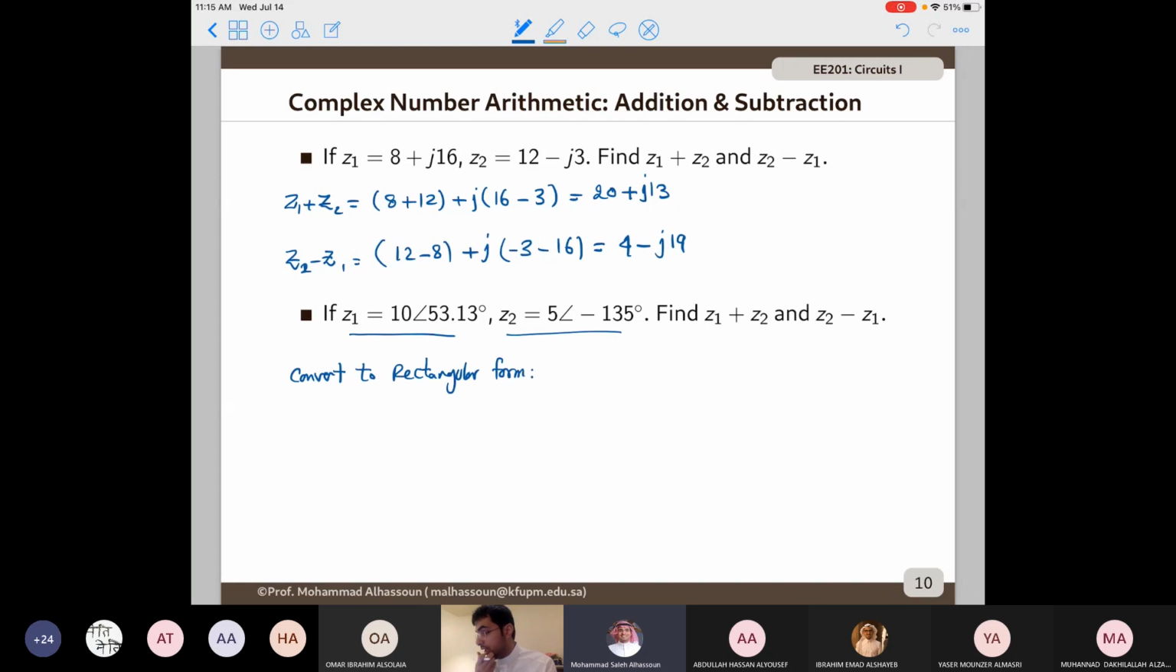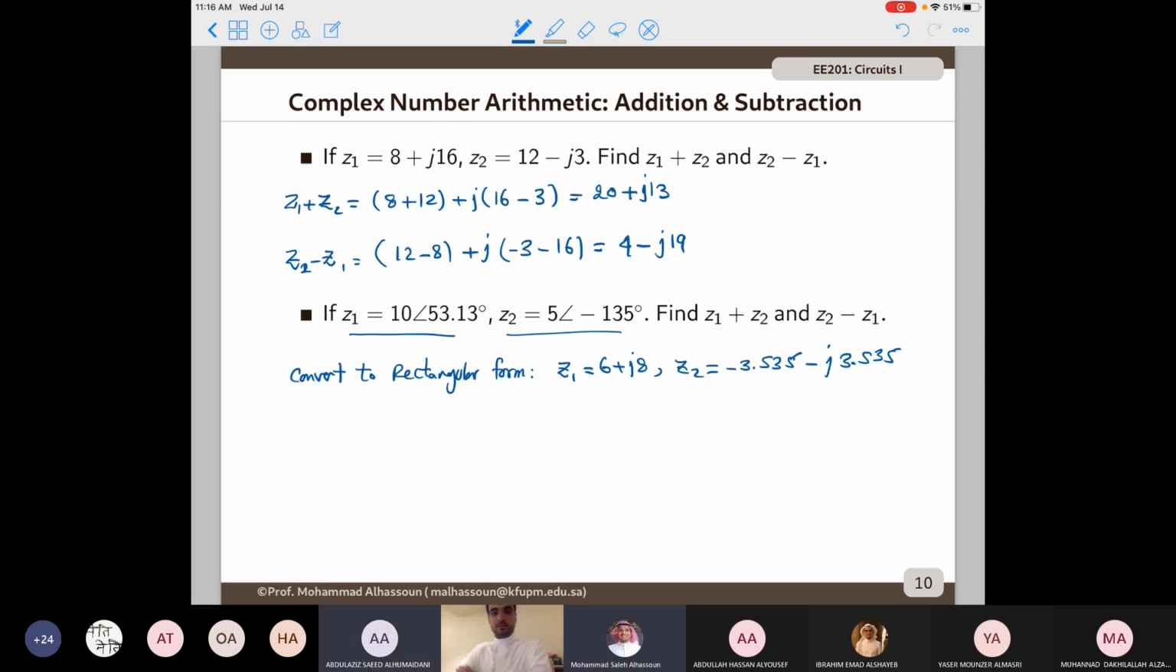Again, you remember, you can do that with your calculator. Your calculator will allow you to do that. There's an option for converting polar form to rectangular form. So if you do this conversion, you get minus 3.535 minus j3.535. Does it make sense? Does this value make sense? Danny?